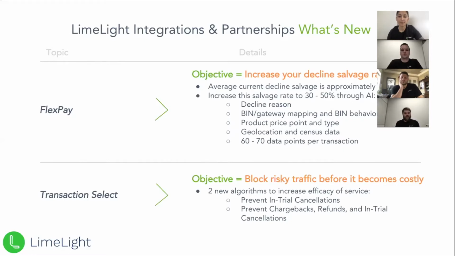So in addition to that, we also have Transaction Select. Some of you guys might already be familiar, but essentially this is a risk blocking tool that allows for you to reduce your risk before it becomes costly to your business. We already have an existing, what we're calling legacy algorithm, and we've introduced two new algorithms that function much better. So I'll be diving into a demo here. So let me go ahead and share my screen.